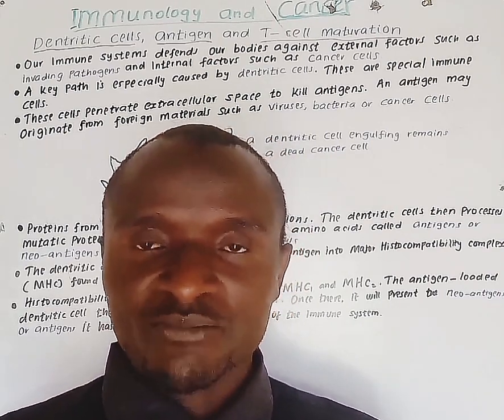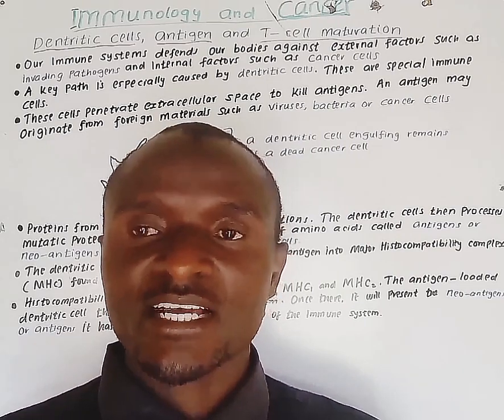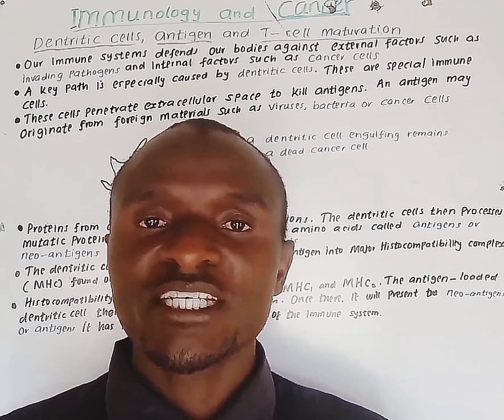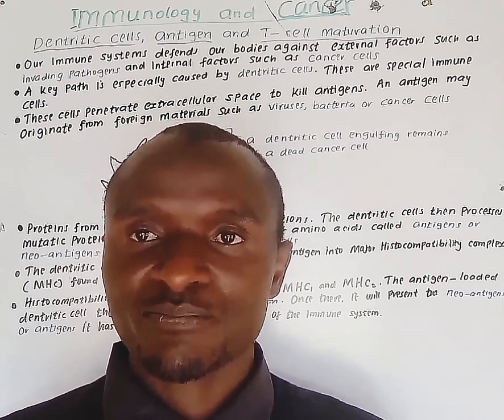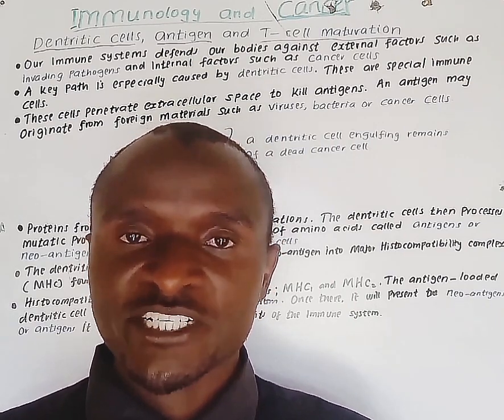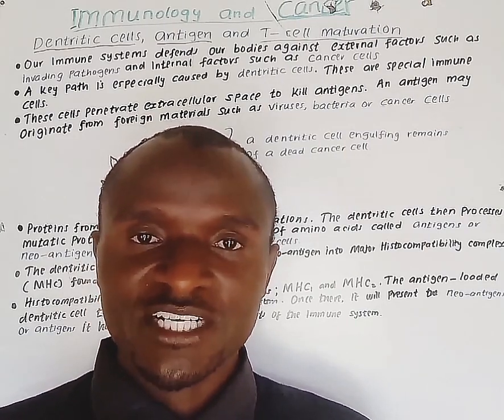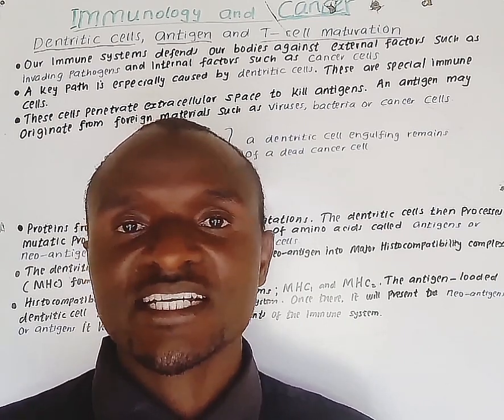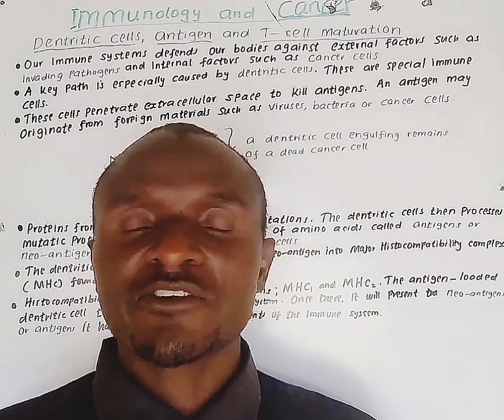Our immune system protects our body against invading pathogens such as bacteria and viruses, and also internal factors such as cancer. A key path is normally evoked by special cells of our immune system known as dendritic cells. These cells penetrate intracellular spaces to kill antigens. An antigen may originate from bacteria, viruses, or cancer cells. Proteins from cancer cells contain many mutations.